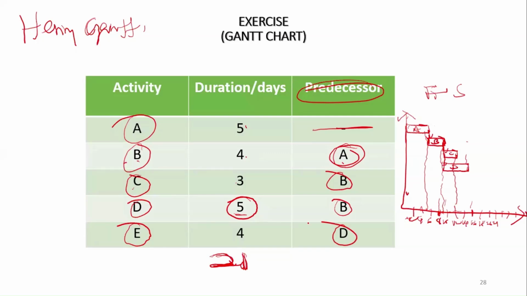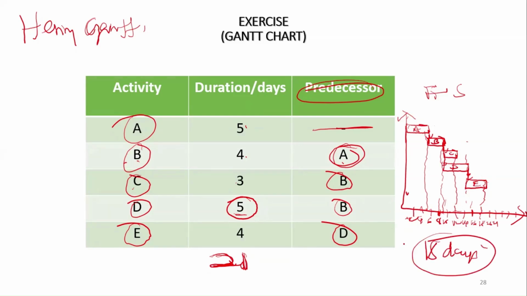E depends on D. So waiting for D to finish here, 14. It would take 4 days. 14 plus 4 is 18. 18 is here. So the project would take 18 days.